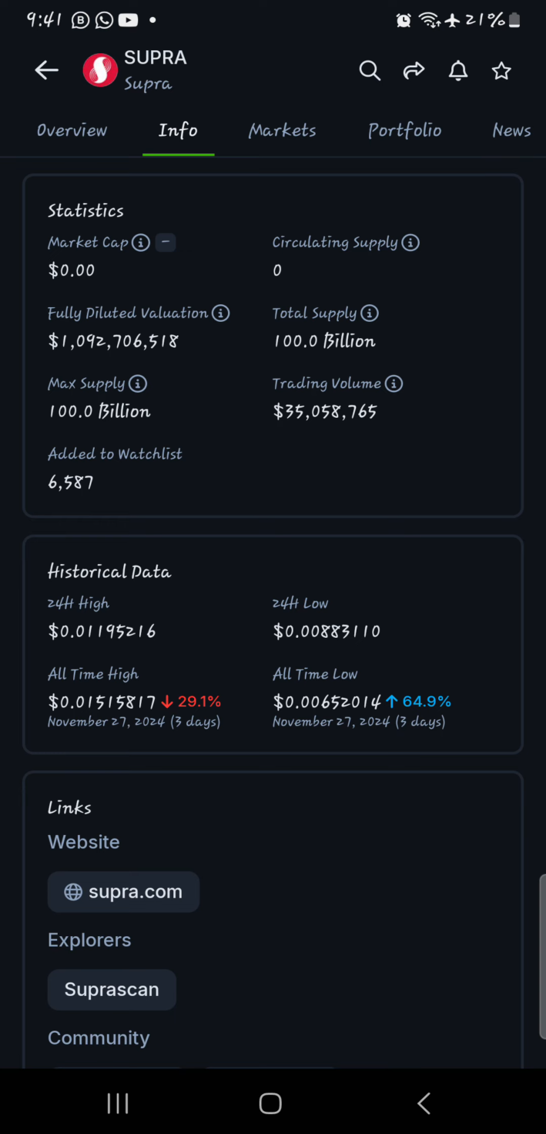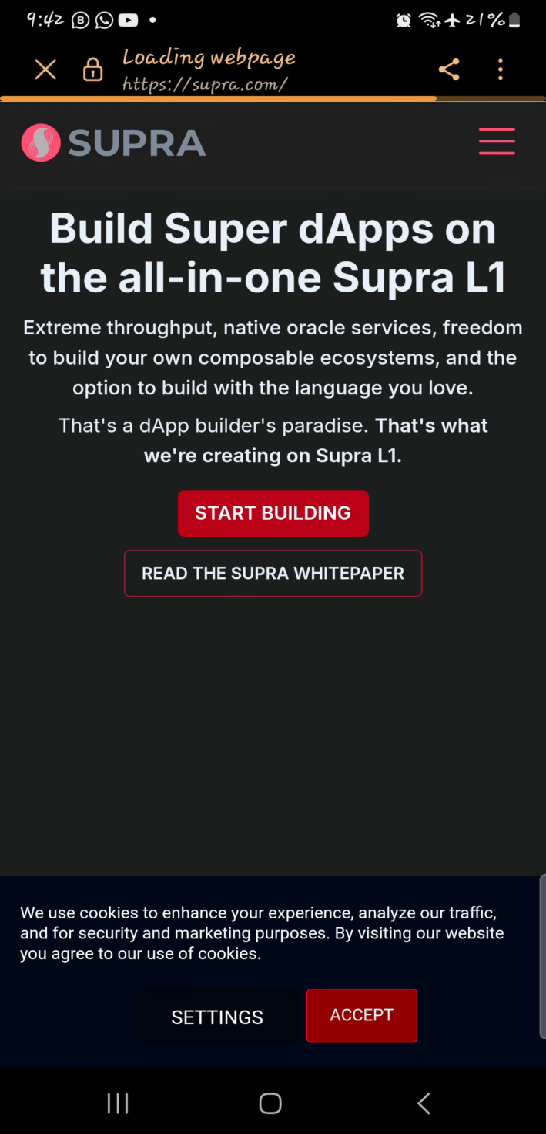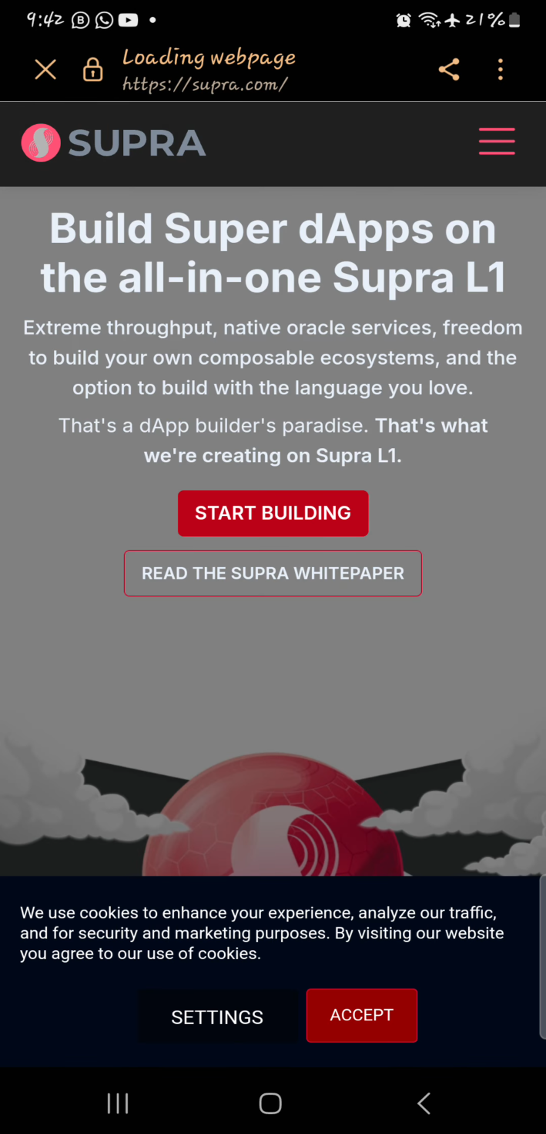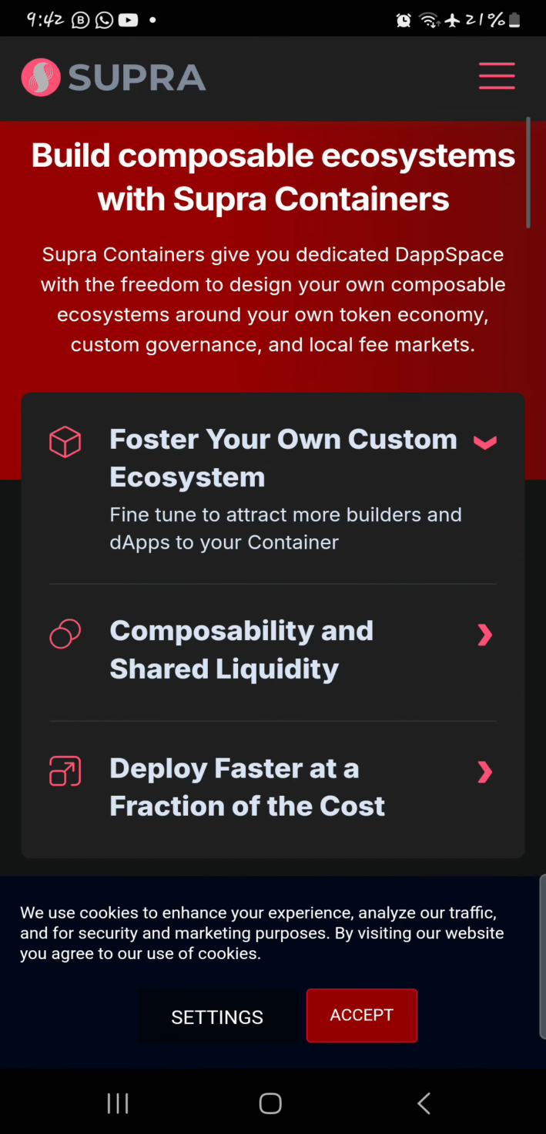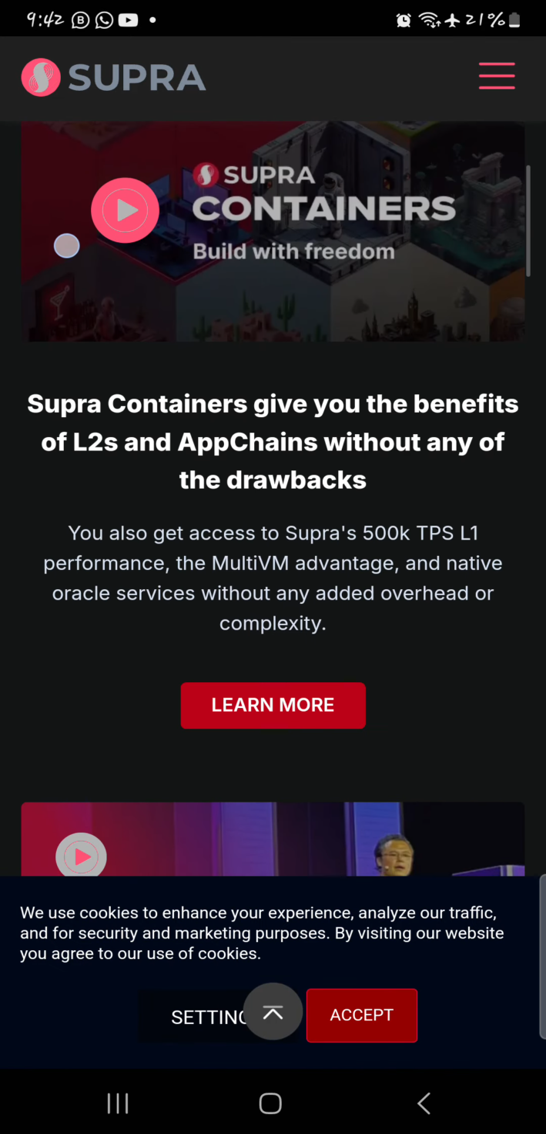Now, this is already very shitty tokenomics. You can see that tokenomics is part of fundamental analysis, right? It's already very shitty. But let's not judge yet. There are still other things to take a look at, right? Let's hope that on the website, maybe they're the next Bitcoin. Who knows? Build super dApps on the all-in-one Supra L1. Okay, it's an L1, Supra. That's a weird name for an L1. But I like red.